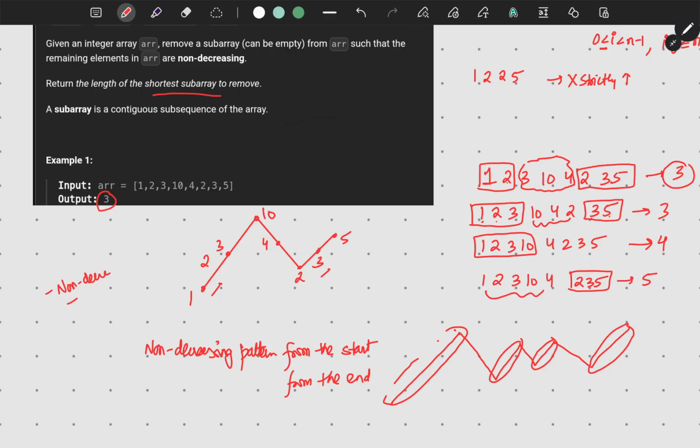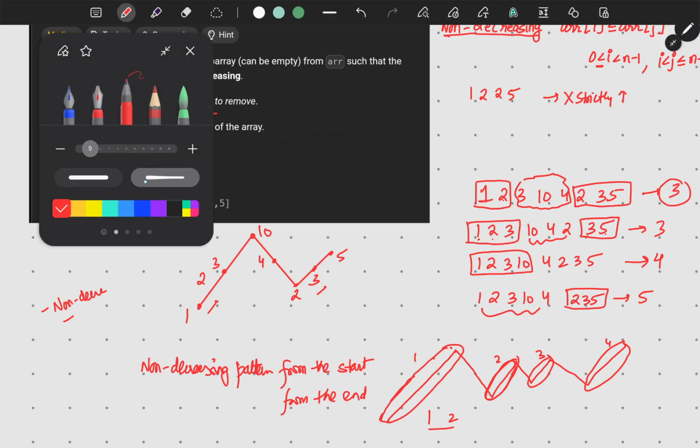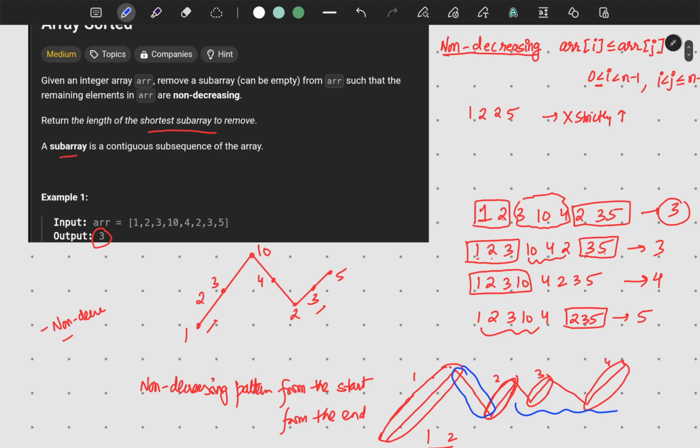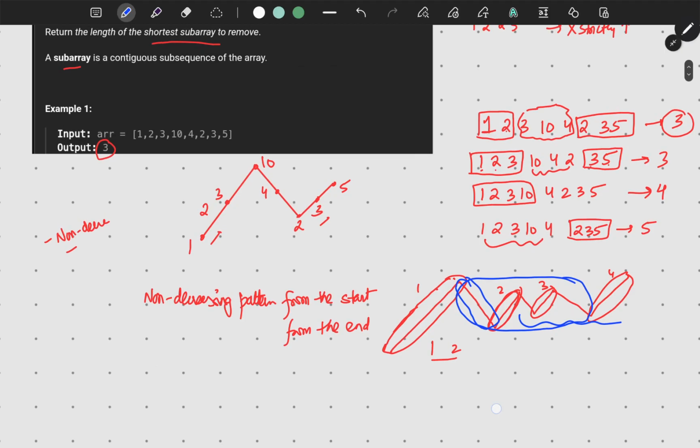And we have to remove a single subarray. So if we take this subarray, we can't merge it with this. Why? Let's call these 1, 2, 3 and 4. We can't merge 1 with 2. Why? Because if we do, then we have to remove two subarrays. We have to remove this subarray, and then we will have to remove this subarray, which would be 2 subarrays, but we only have to remove a single subarray. So in a pattern like this, we would have to remove everything in between, and we only have to consider these two non-decreasing patterns, one from the start and one from the end.